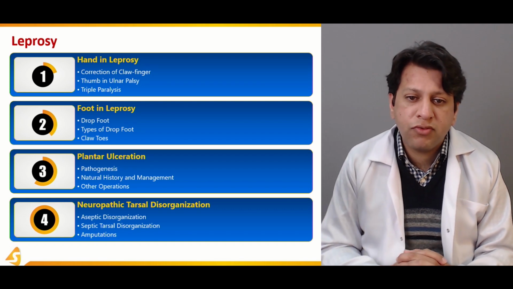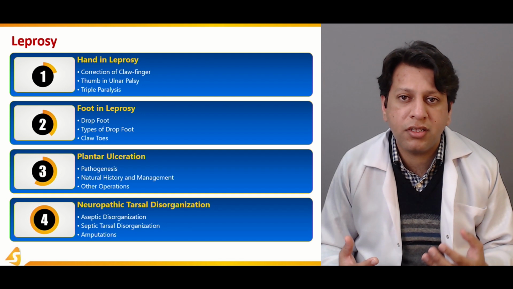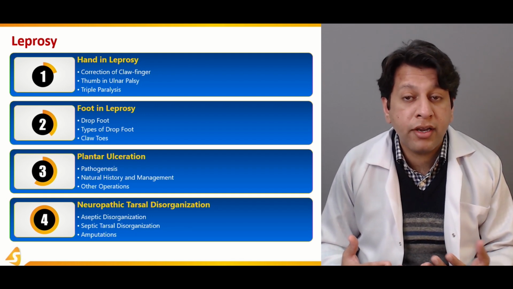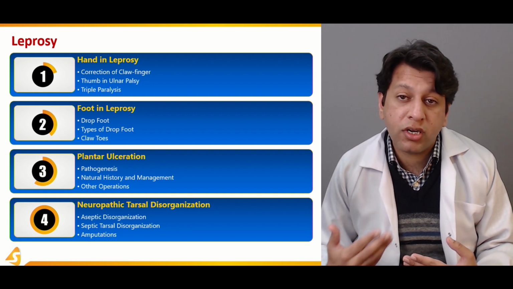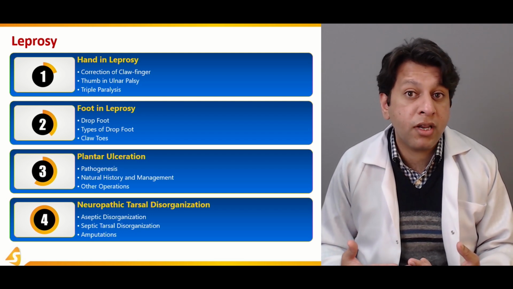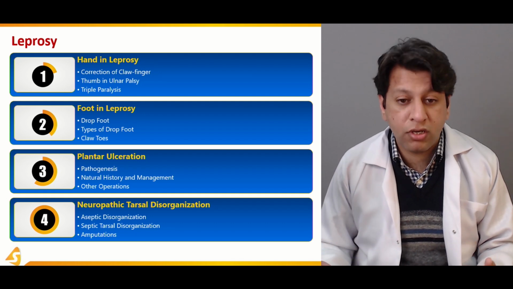In the first section, we'll briefly go through how the nerves actually get affected, especially the ulnar nerve, which is the most commonly affected in the hand and leads to claw hand. What happens when the ulnar and median nerves are both affected, and what are the correctable options we have. And lastly, we'll be going through the triple paralysis in this section, that is when the median, ulnar, and radial nerves are all involved.